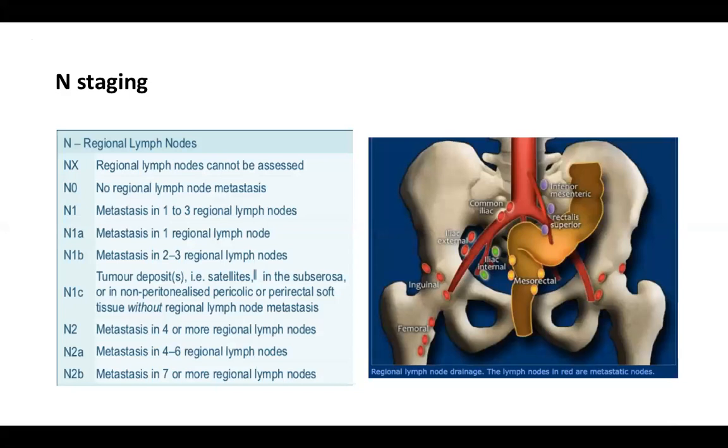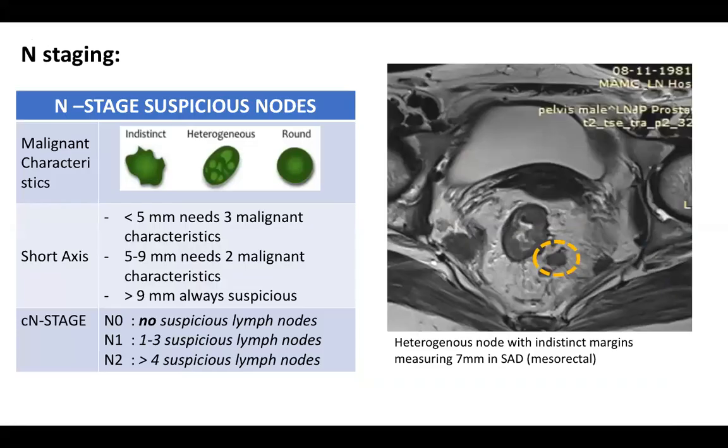N staging we have already discussed, and that depends only on the number of nodes present. It will be 1, 2, 3, or more than 3, which can be divided into N1 or N2 categories. Now for the nodes in the mesorectal fat or in the rectum per se, the problem is that there is a lot of inflammation involved, and there are a lot of nodes in the rectum.